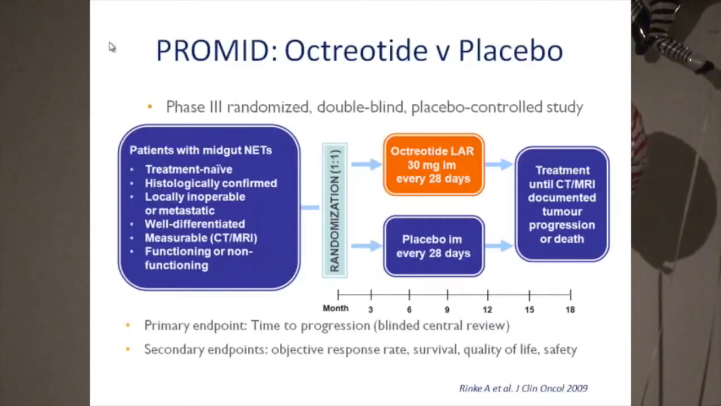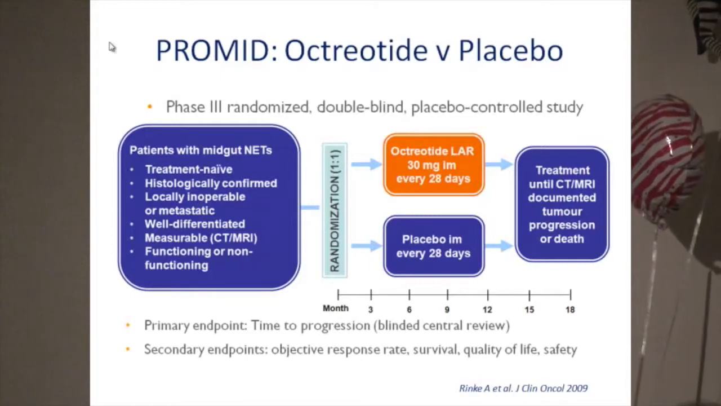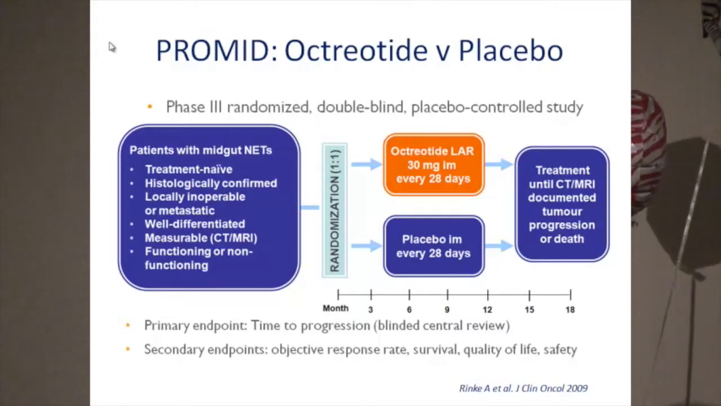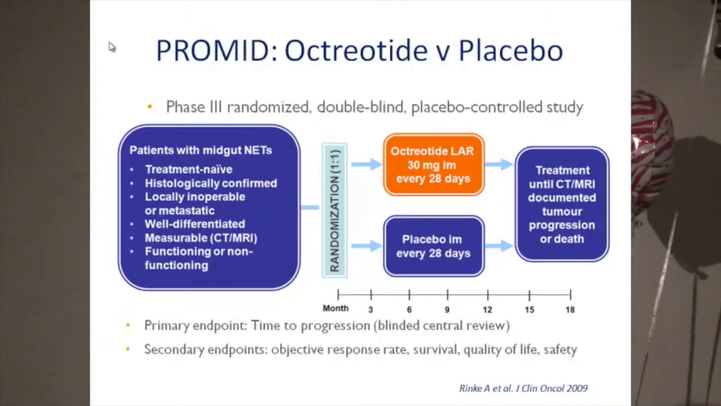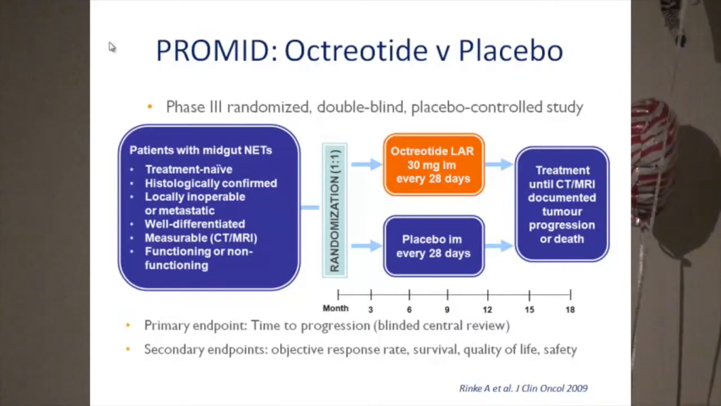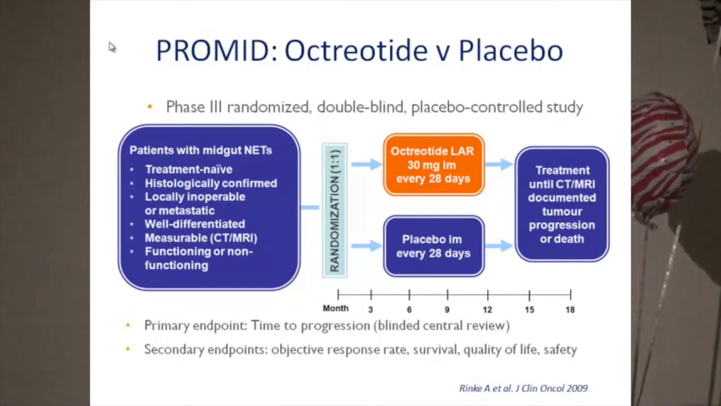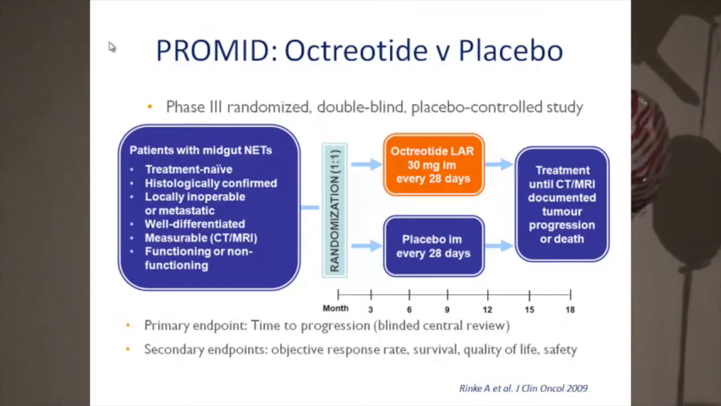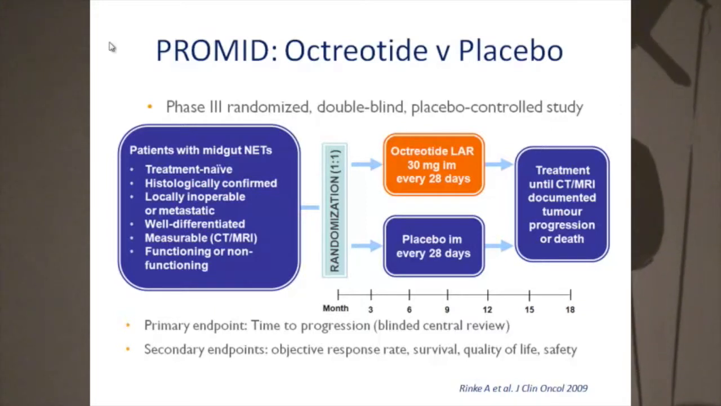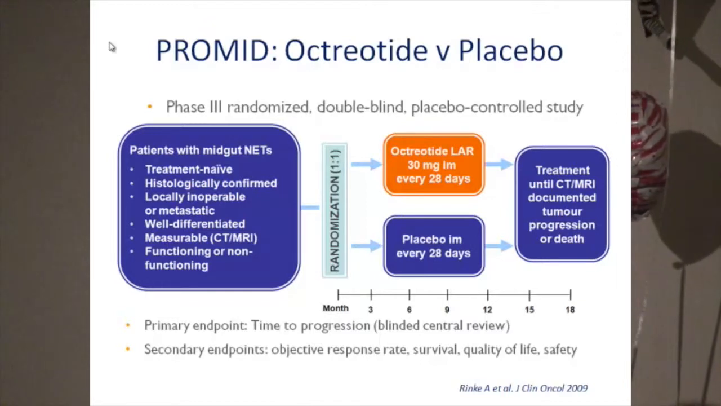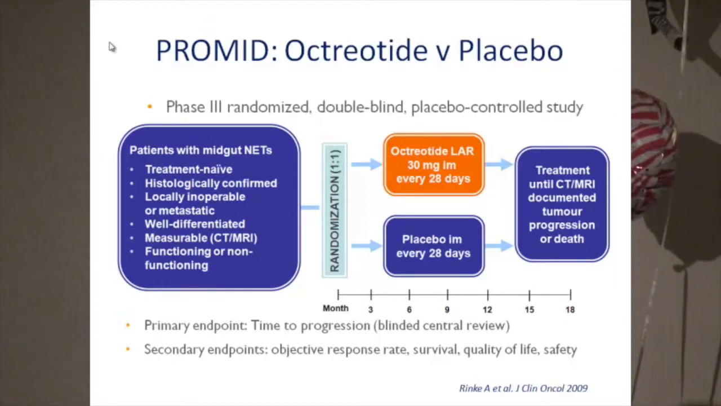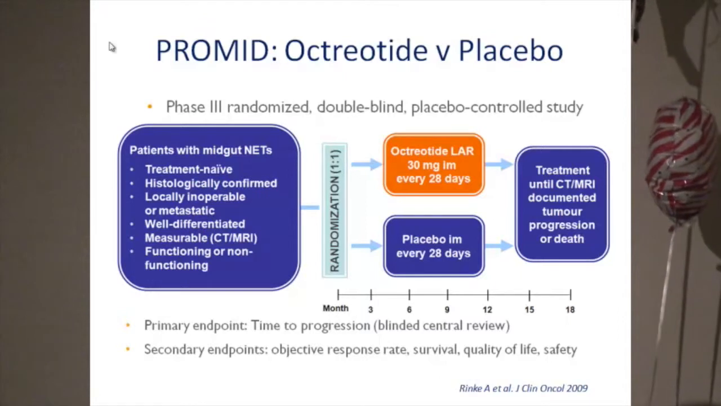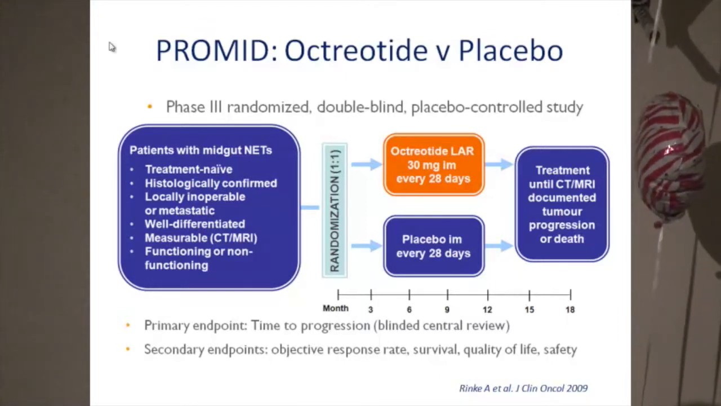However, as far as disease control, the two studies that we're going to bring up, one that has already been brought up 3 or 4 times this afternoon, is the PROMID study, which assessed Octreotide versus placebo, and the CLARINET, which assessed Lanreotide versus placebo. This is the study design of PROMID: taking patients who are treatment naive, with well-differentiated neuroendocrine tumor of the midgut, randomizing them to Octreotide LAR 30 milligram every 28 days versus placebo, and they get treatment until progression of disease. The primary endpoint here is time to tumor progression, and the secondary endpoints are listed here, objective response rate and quality of life and such.